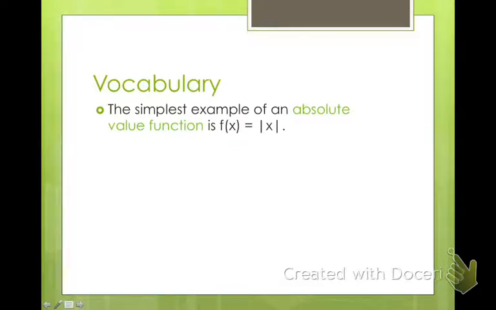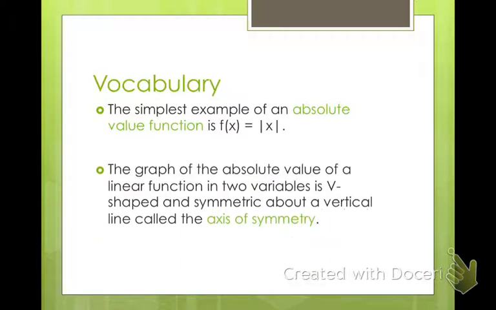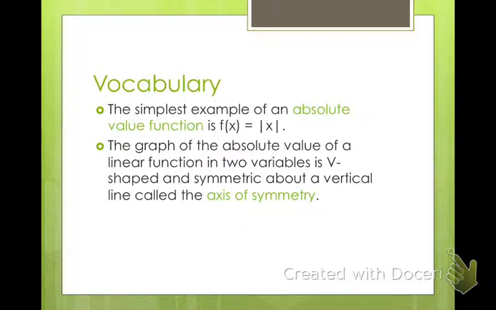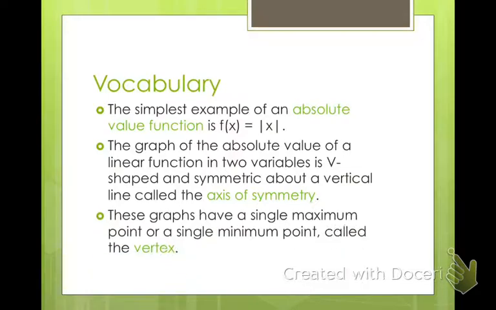For our vocabulary, the simplest example of an absolute value function is f of x equals absolute value of x. So this is our parent function. Through the center of that, we have what's called an axis of symmetry, a vertical line that makes mirror images of both sides of our graph. Do you remember what absolute value functions look like? When we graph them, they make a V. There's a single maximum or a single minimum point that's called the vertex, and it lies on the axis of symmetry.